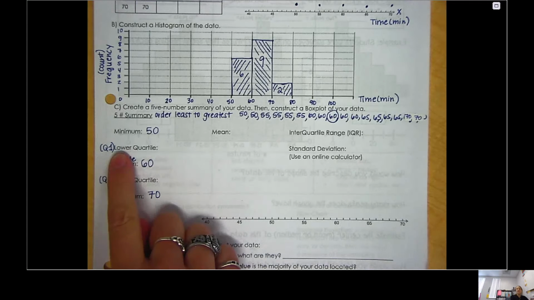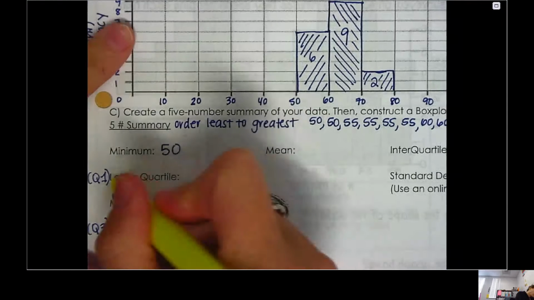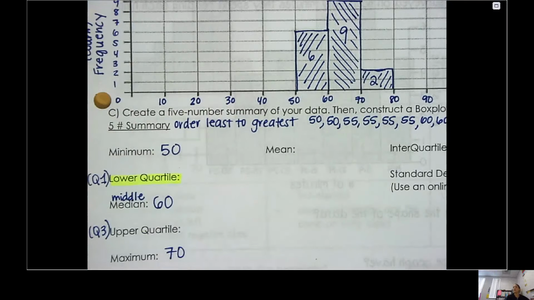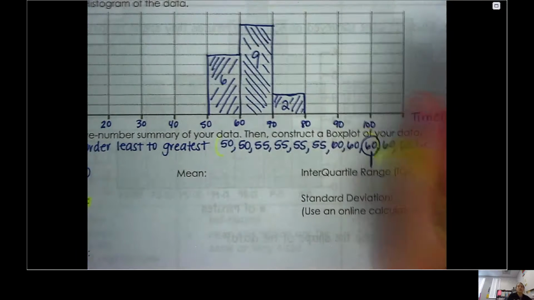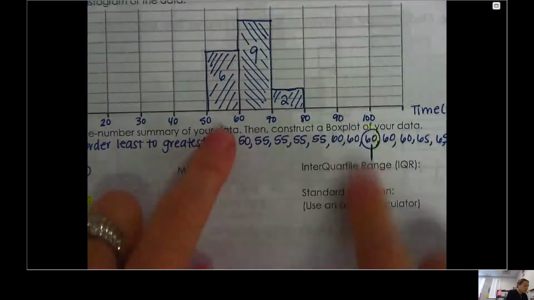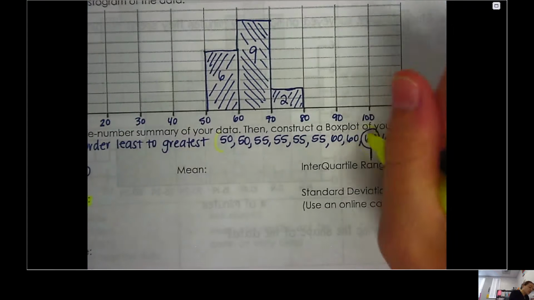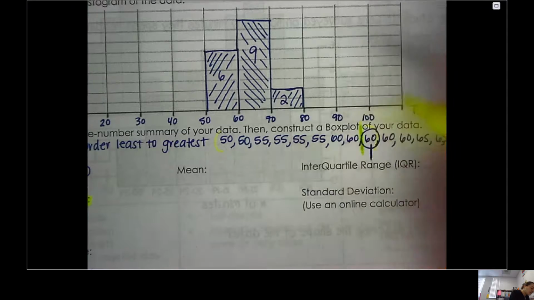Now, quartile 1, here's what that means. Go to the lower half of your data. So here's the halfway point right here. What I'm going to do is find the number in the middle of the lower half. So essentially, it's what's the halfway? So you don't want to include the median.